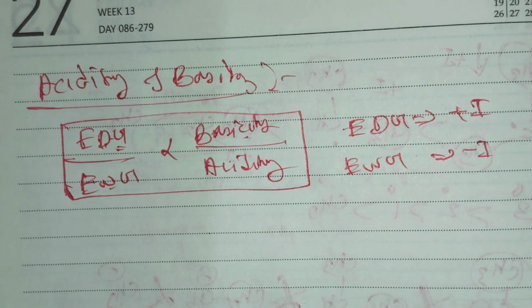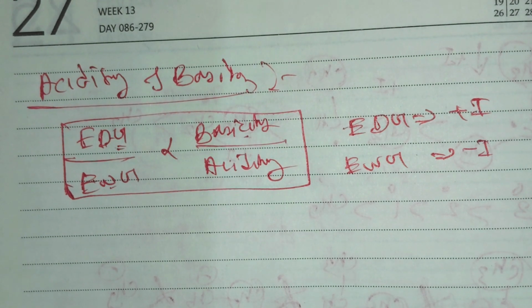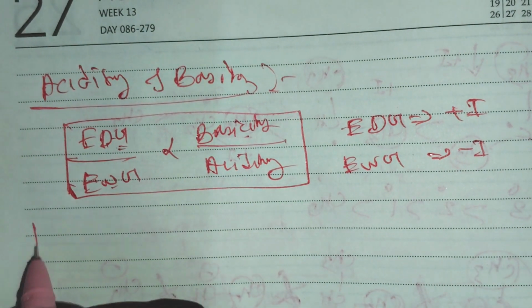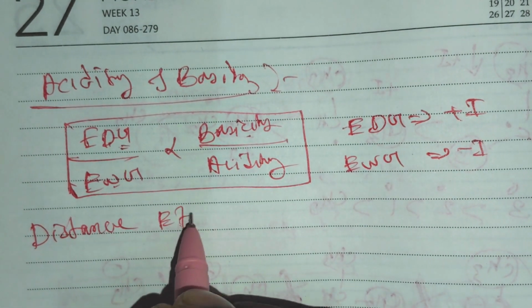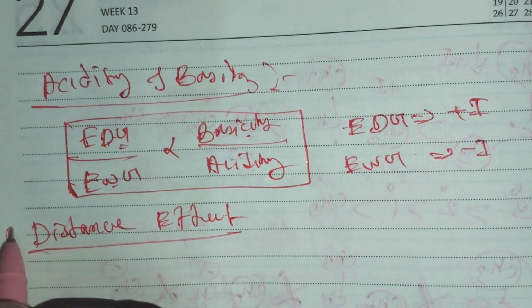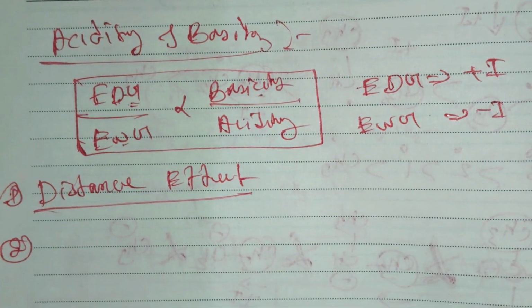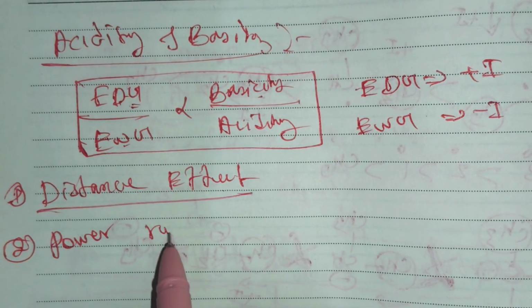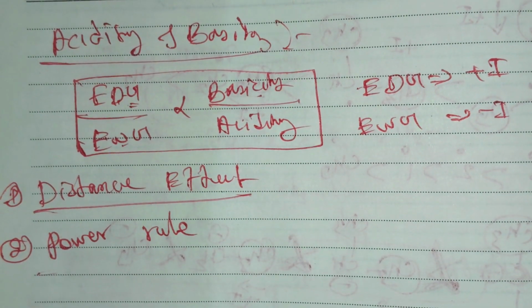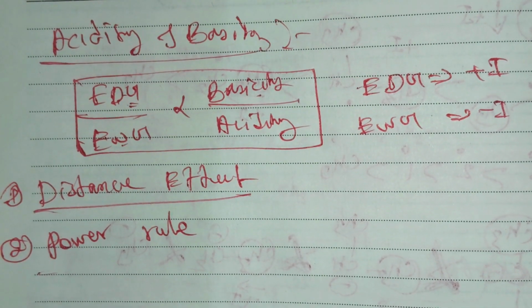For example, there are two phenomena: first, the distance rule or distance effect, and second, the power rule or power effect. These two rules or effects are very important in the case of Arrhenius acid.